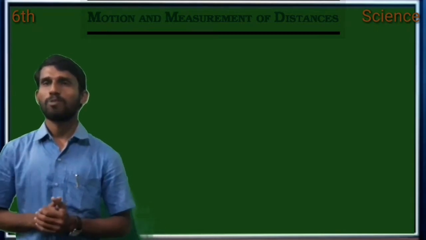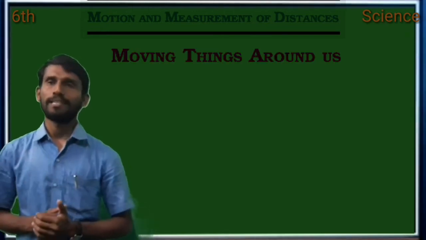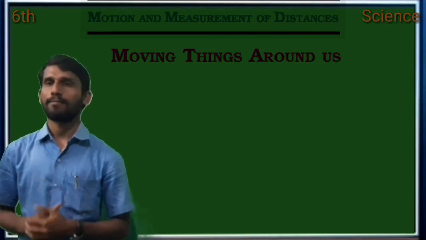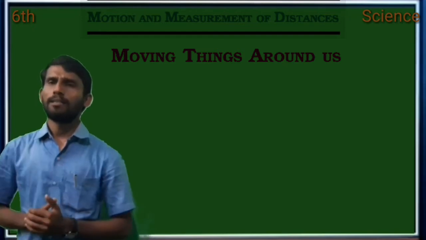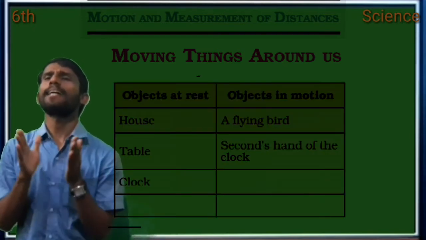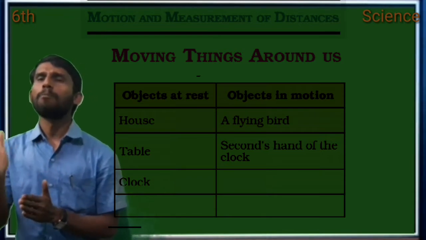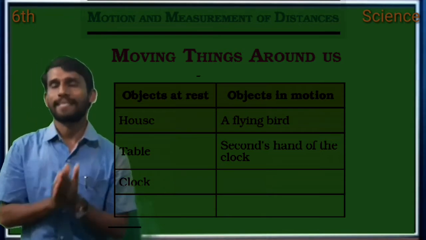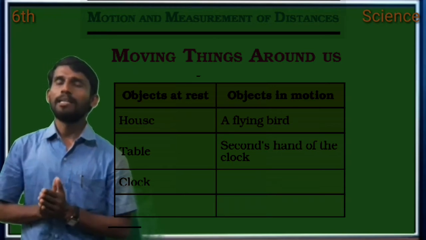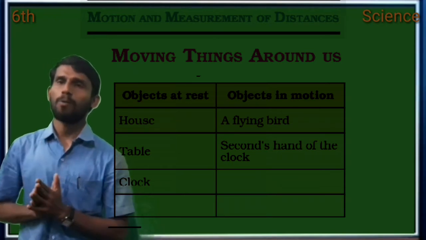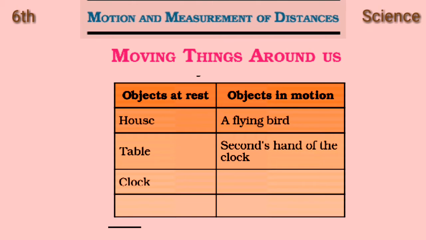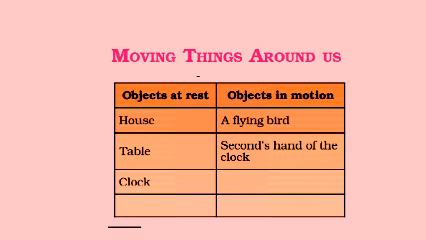Okay. Dear friend, I am going to take the next point, that is moving things around us. Dear friend, you make a table and write different object names and find which are in motion and which are at rest. Okay, for example, see here on the table we have. Dear friend, see, you observe this table. Here, objects at rest, objects in motion. See, here we have some objects. We have to write which are in motion and which are at rest.